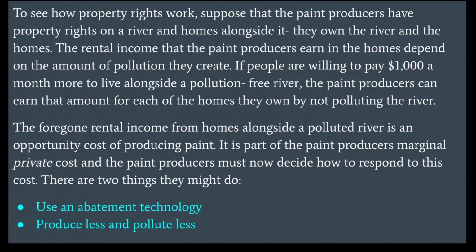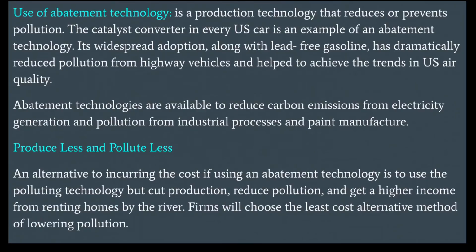It is part of the paint producer's marginal private cost, and the paint producers must now decide how to respond to this cost. There are two things they might do: use an abatement technology, or produce less and pollute less. Use of abatement technology is a production technology that reduces or prevents pollution. The catalytic converter in every US car is an example of an abatement technology.